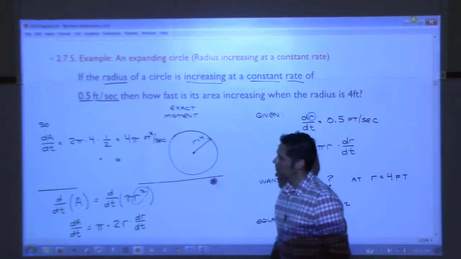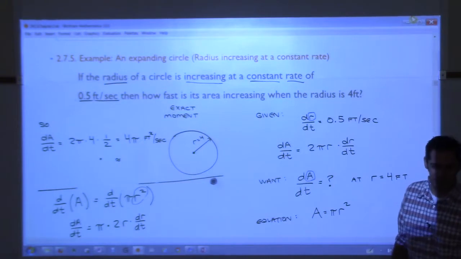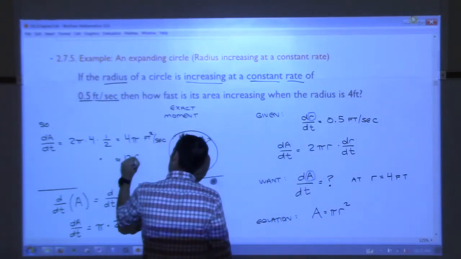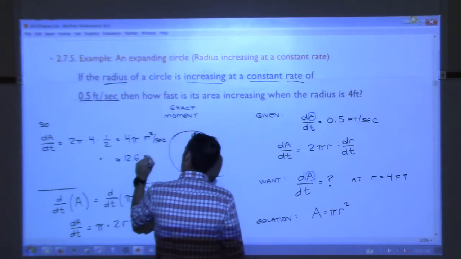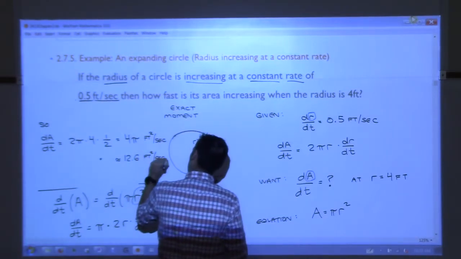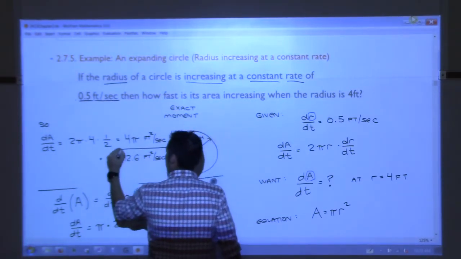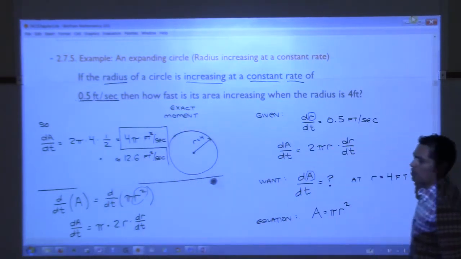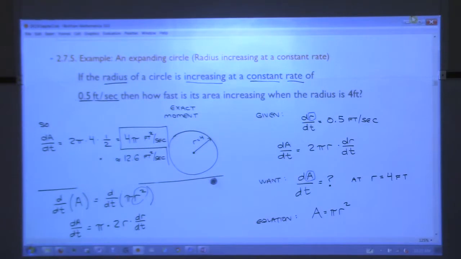It's about, well, do it on your calculator. What do you got? 12.5, 12.6-ish square feet per second. All right? Well, that's the exact answer. I want the exact answer: 4 pi square feet per second. But that's the approximation, 12.6.